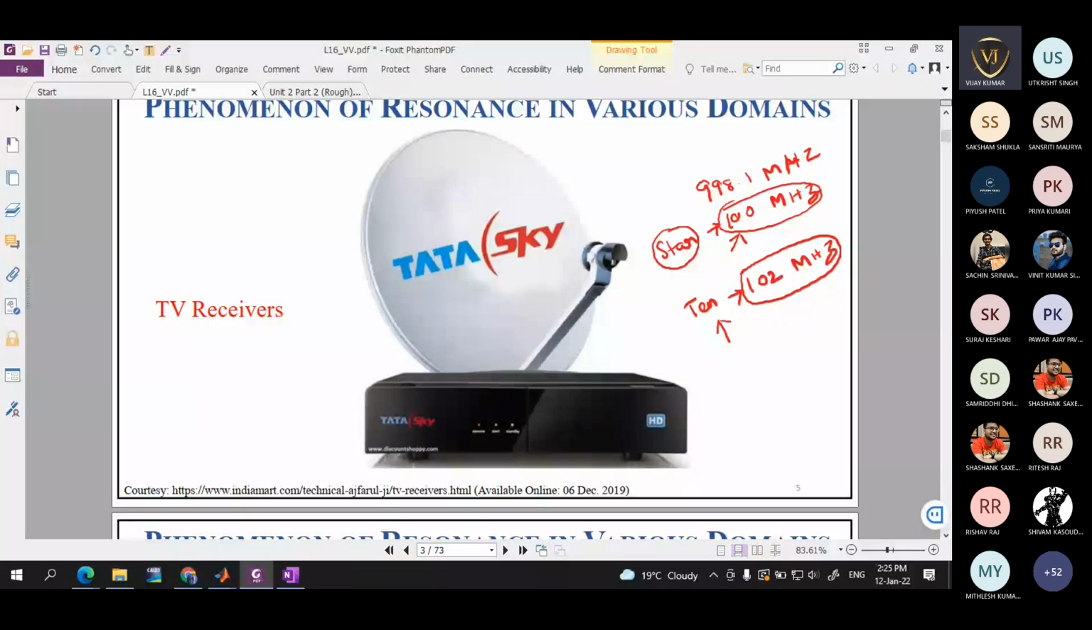So what is happening here is, basically we are using some kind of resonant condition. So let's say I'm having an RLC circuit. This RLC circuit will be behaving like a filter.